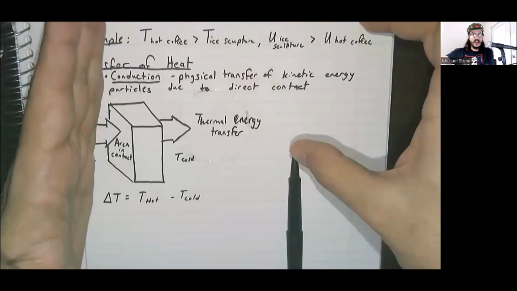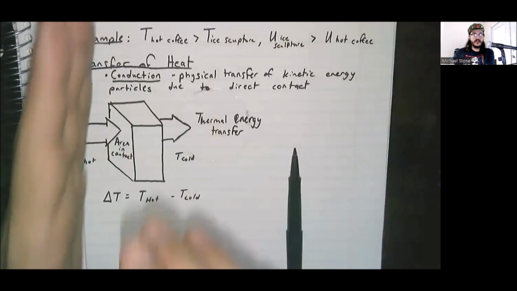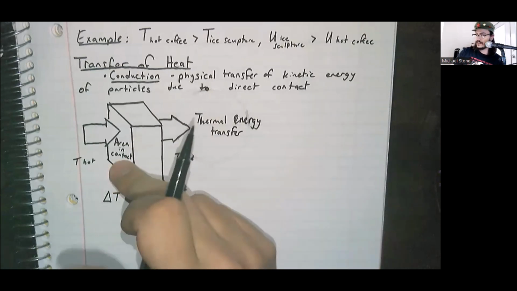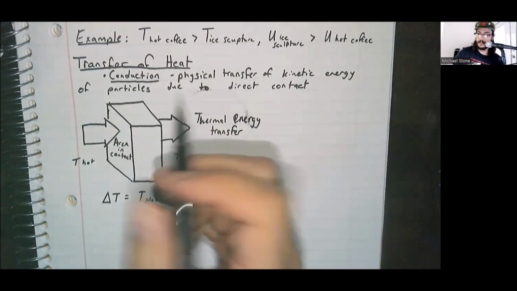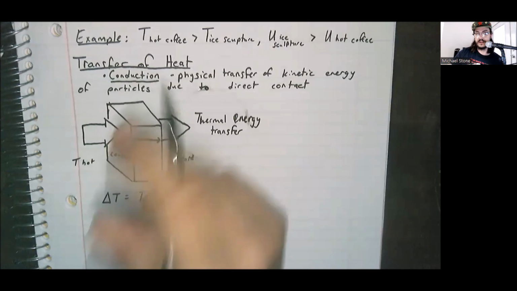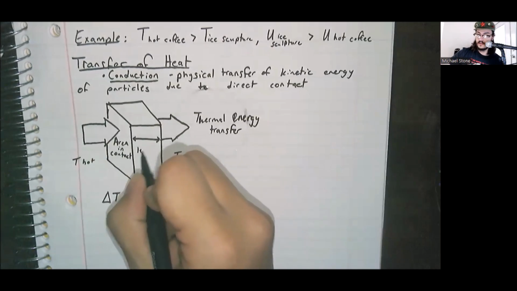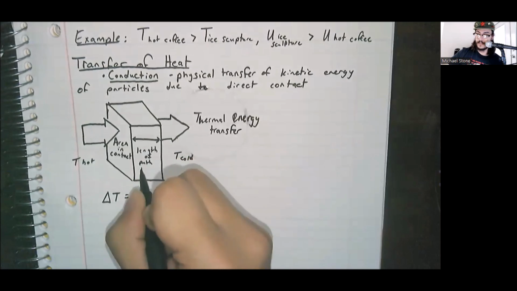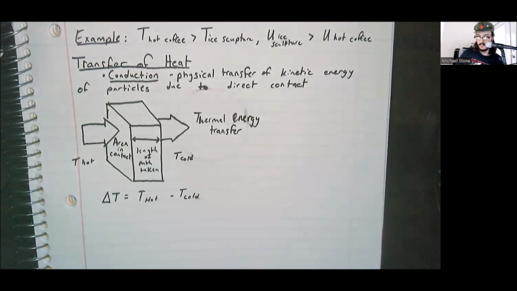If you had it laying lengthwise, you've got a lot more area in contact for the hot particles to hit the cooler particles and transfer their energy away. It makes it easier to do that by just giving more of that opportunity. So area in contact is huge for conduction. From here to here, the thickness of this brick of material is the length of path taken by the heat as it moves.